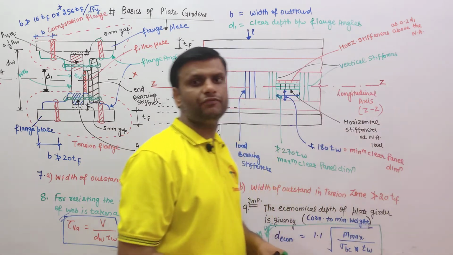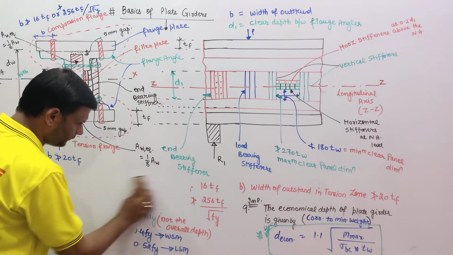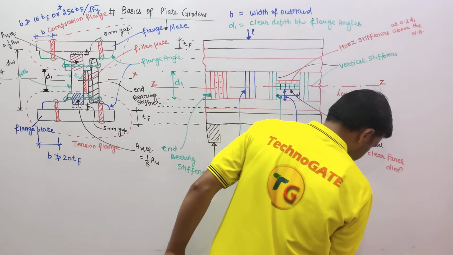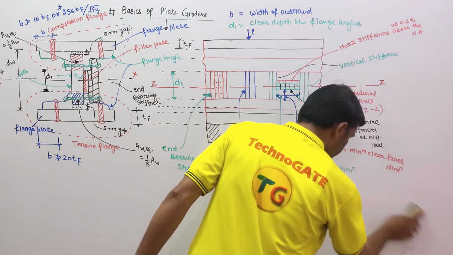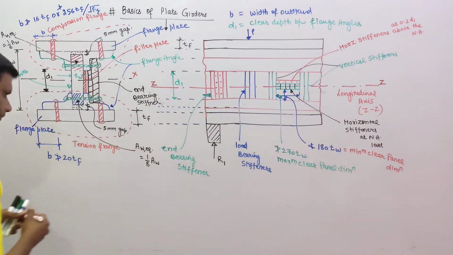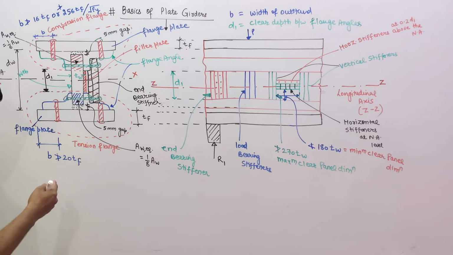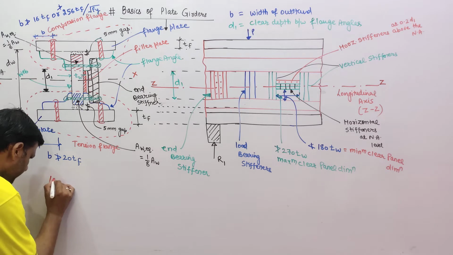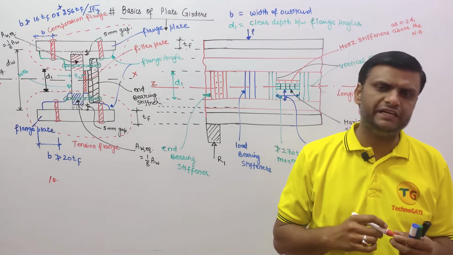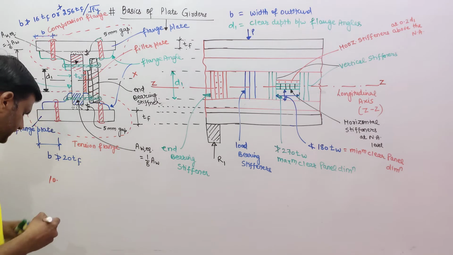Now self weight of the plate girder. Point number 10. Self weight of plate girder is equal to the superimposed load divided by 300 to superimposed load divided by 400.